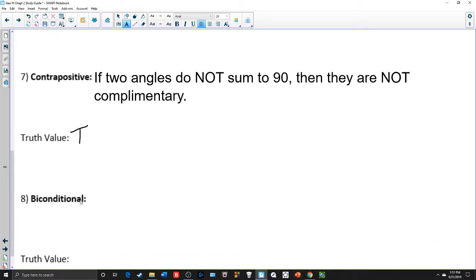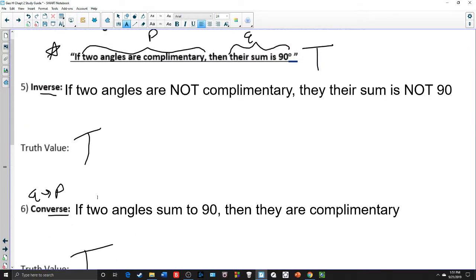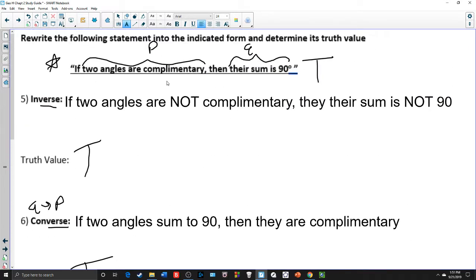Now the biconditional. The biconditional is the fusion of the converse and the conditional. So the biconditional is taking the converse and saying, if this stuff here and this stuff here. So if two angles are complementary, then they sum to 90, and if two angles sum to 90, then they are complementary. That would be the long version of the biconditional. You take your conditional, then take the word and, and then write your converse. So you have two if-thens linked together with the word and.